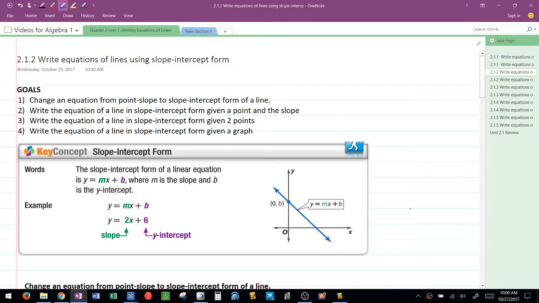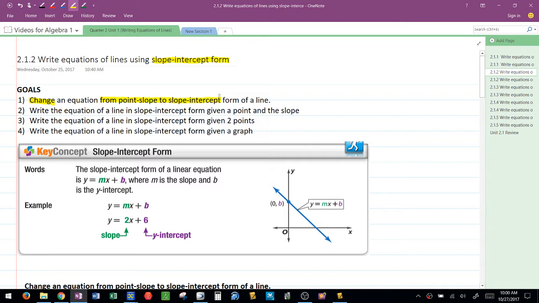Lesson 2.1.2 is about writing equations of lines using another form, which is known as slope-intercept form. All right, so here are our four goals for this lesson. First, we need to be able to change the equation from point-slope to slope-intercept. We're going to focus on that first.